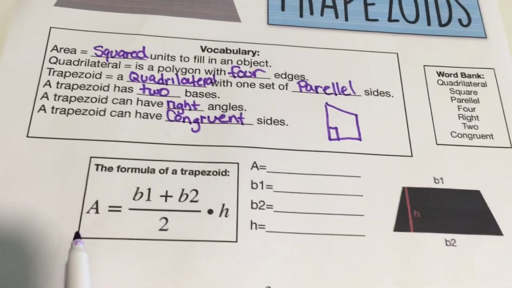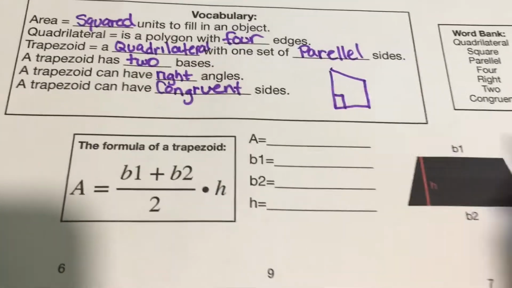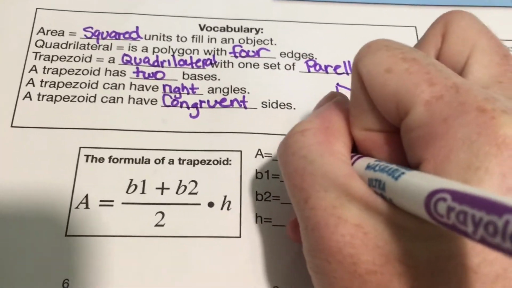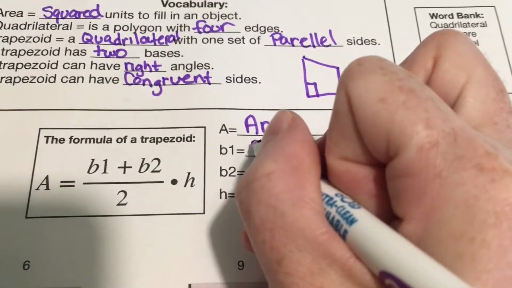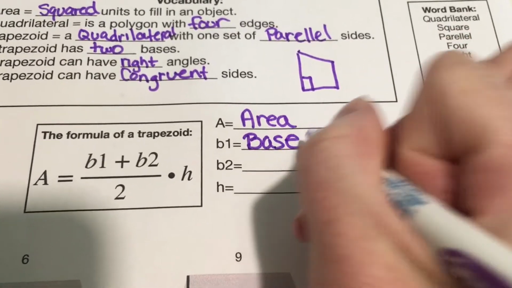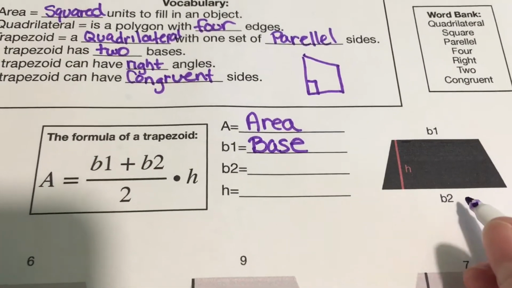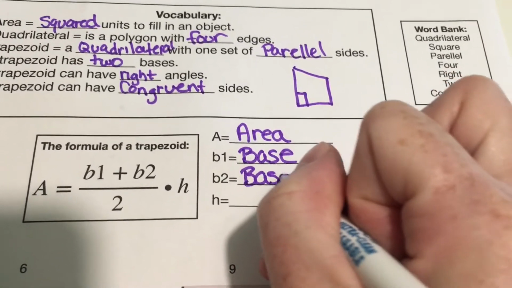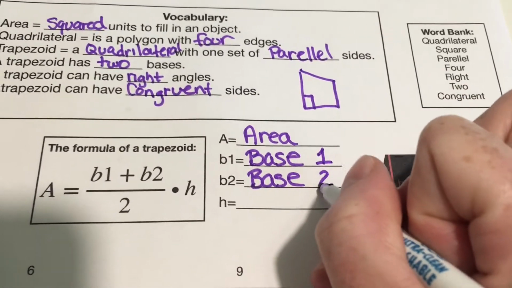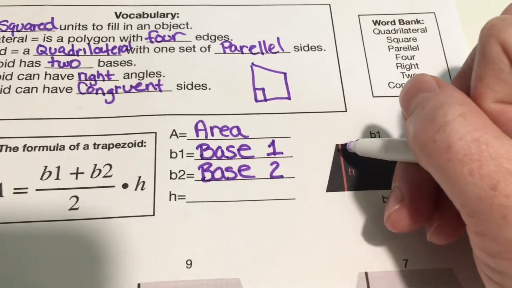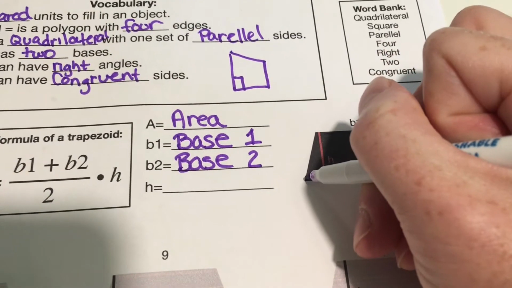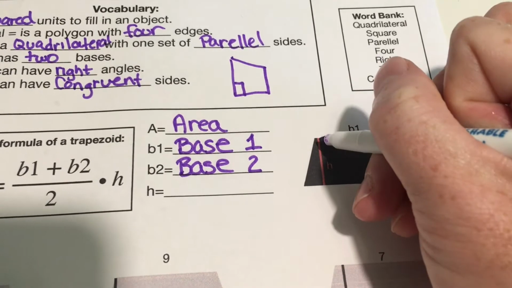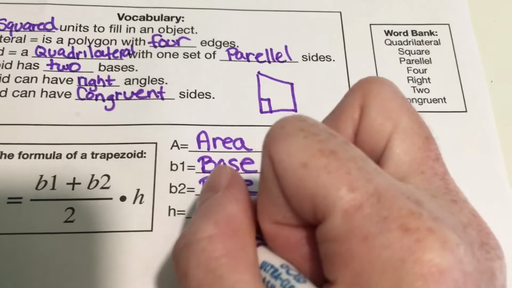So here is our formula for trapezoid, and we're going to fill out what each of these mean. A is for area. B1 is the first base. B2 is the second base. Base 1 and base 2, we'll label them. And h is the height, so from here to here. So it's not the side of the angled side, it is the height of the actual trapezoid. So we're going to write in height.